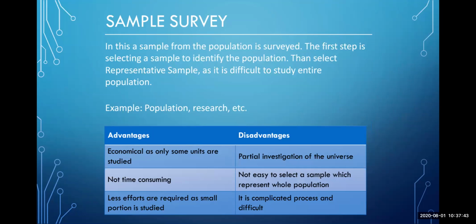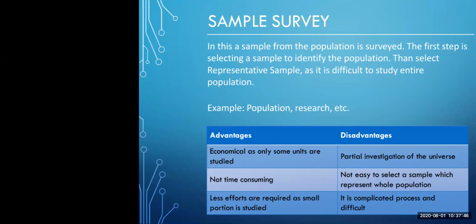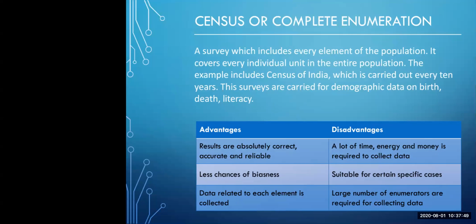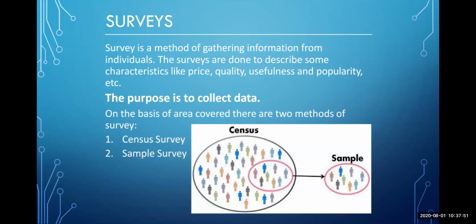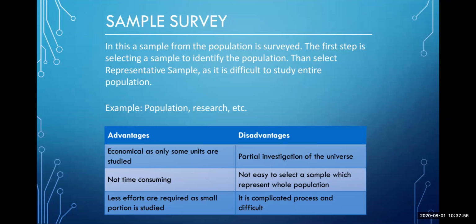Next one is sample survey. Now, as we saw in this diagram, census is covering the whole population, whereas in the case of a sample, we are only taking a few people from the population. Let's say, for example, if I want to do a survey for a product related to children, then my sample survey is very small because it is confined to children. Or let's say if the product is related to women, then my sample survey is confined only to that gender. So in this, a sample from the population is surveyed.